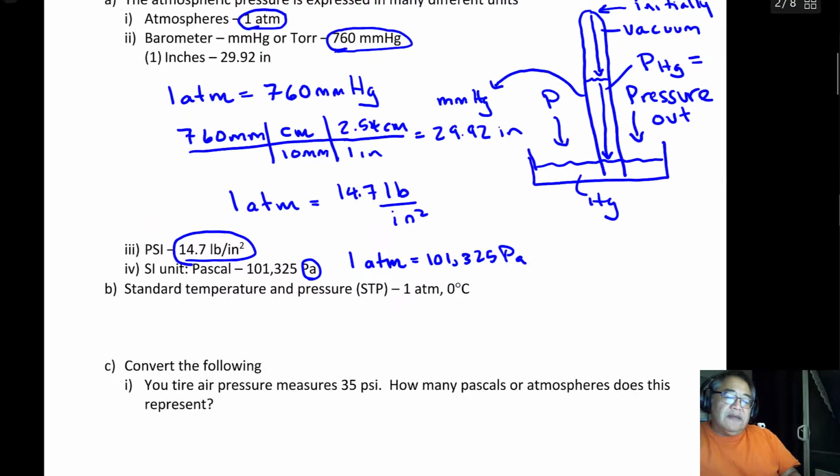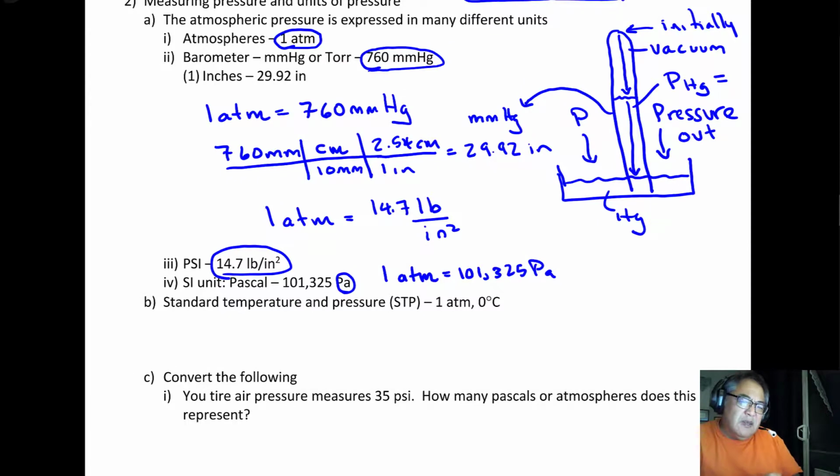So having said that, there's a lot of different kinds of pressure units. You'll be expected to be able to convert between the pressure units using given conversion factors.